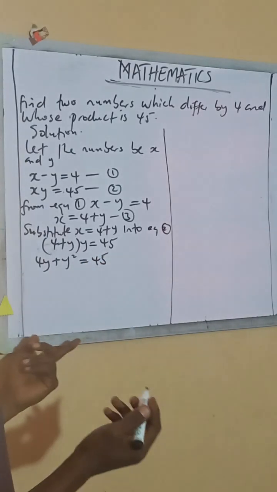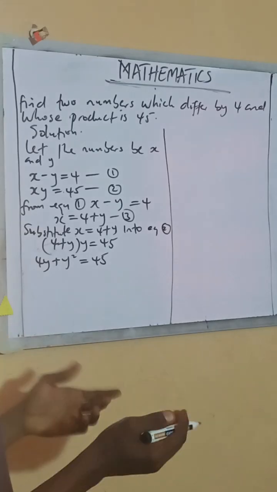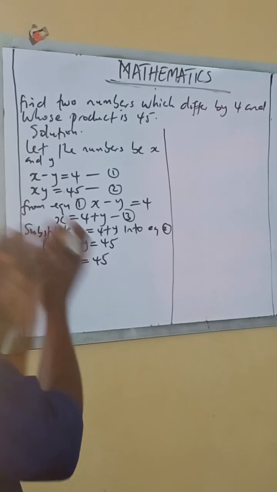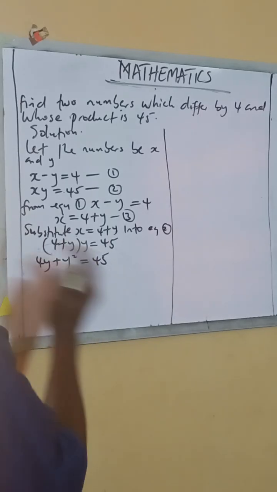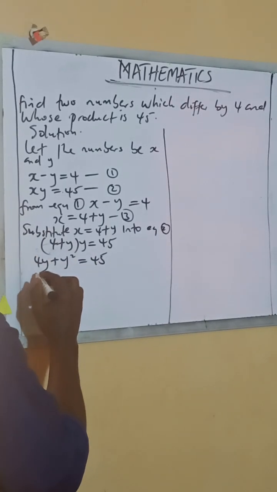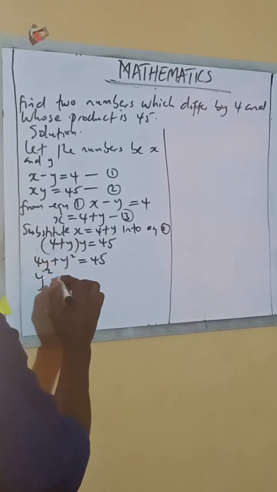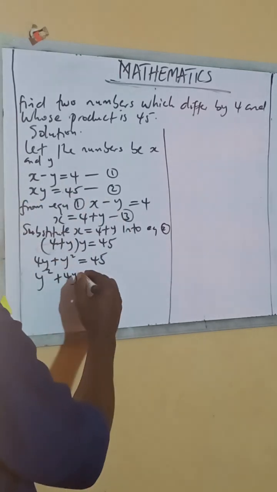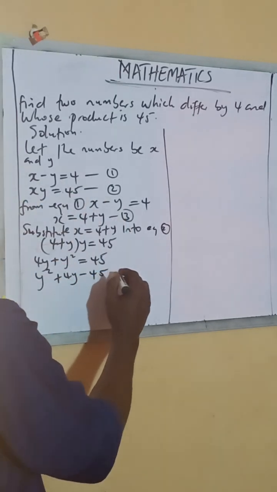Of course, we need to rearrange them and collect like terms. Normally, anything with a square should be on the left hand side, so we shift and rearrange everything. We get Y squared, then plus 4Y, and 45 comes over as minus 45, equal to 0.